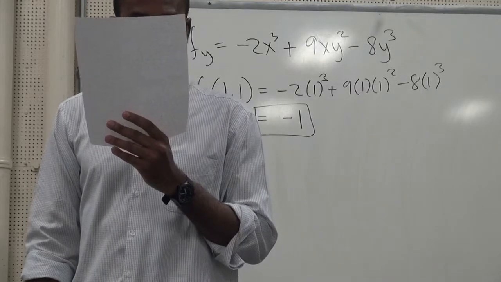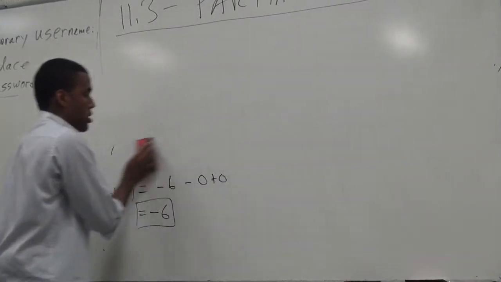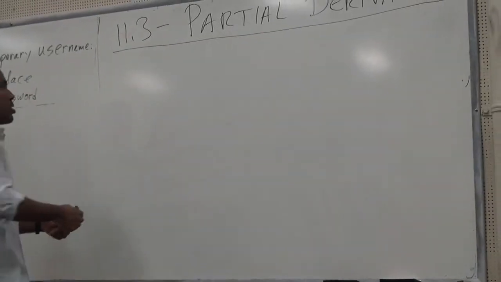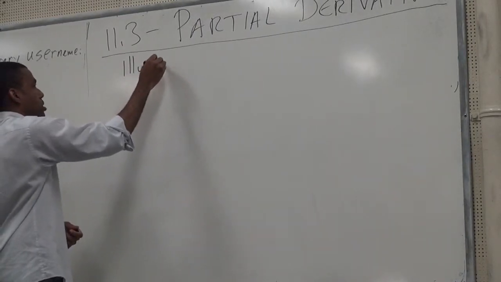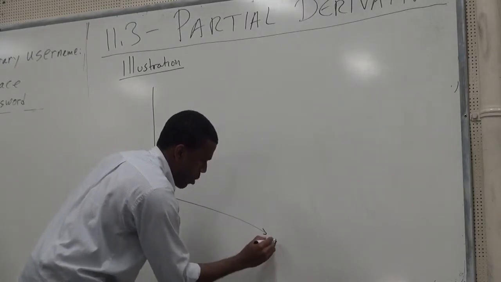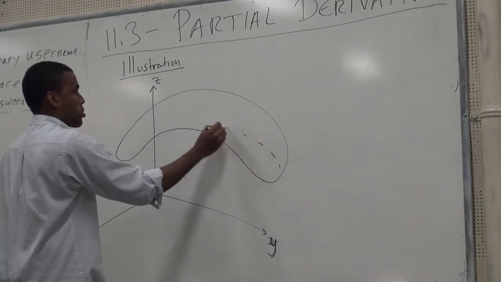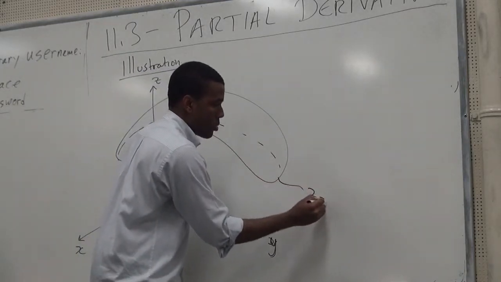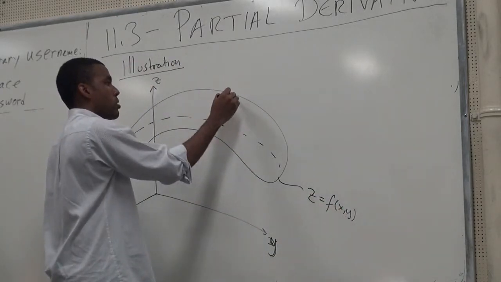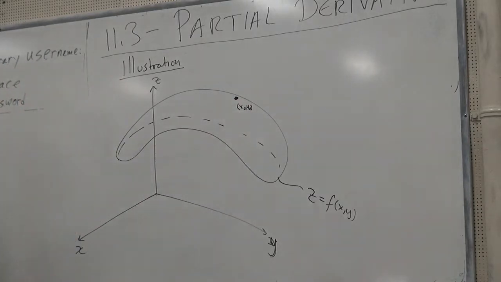Let's see. I drew a little illustration here to tell you where we're going. So we have some function here, like some surface, this is our z equals f of x, y. And I'll say I'm at the point x0, y0. Now, if at that point I find the partial derivative with respect to x, what am I actually doing?